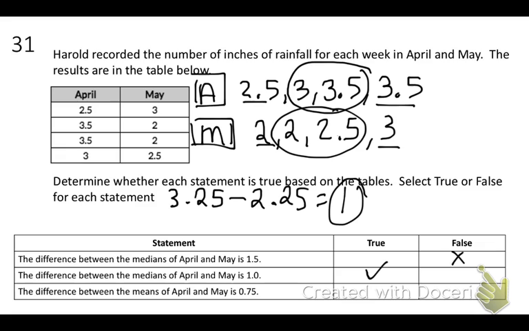Statement 3 says the difference between the means of April and May is 0.75. So in order to do that, I need to add up all 4 of my numbers and divide by 4 for both April and May. So if I add up all my numbers for April, I get 12.5, and if I divide by 4, I get, running out of room, I get 3.125.